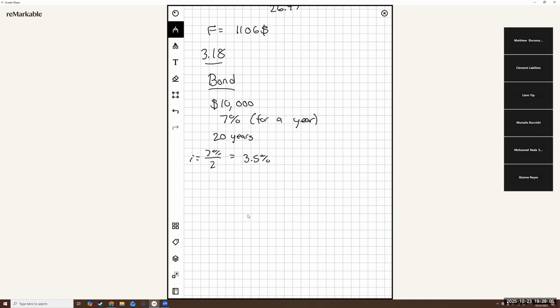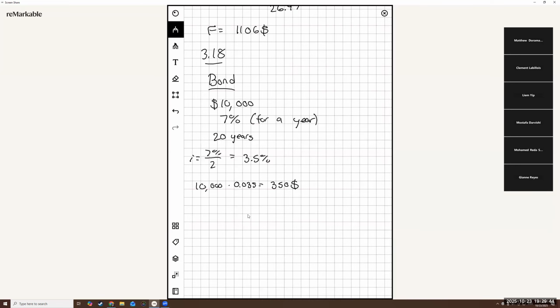Okay, how much is that? $10,000 times 0.035 is $350. This bond requires you to pay $350 every 6 months. And then at the very end of 20 years, you pay an additional $10,000.